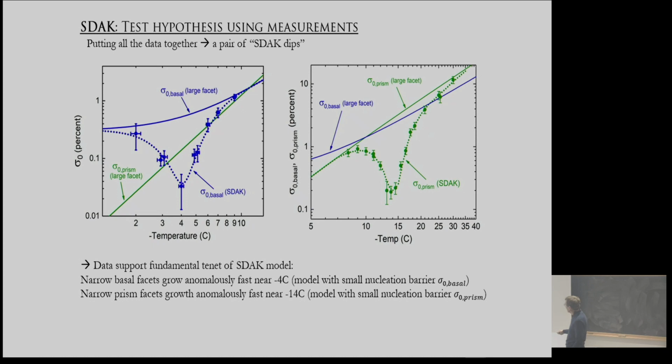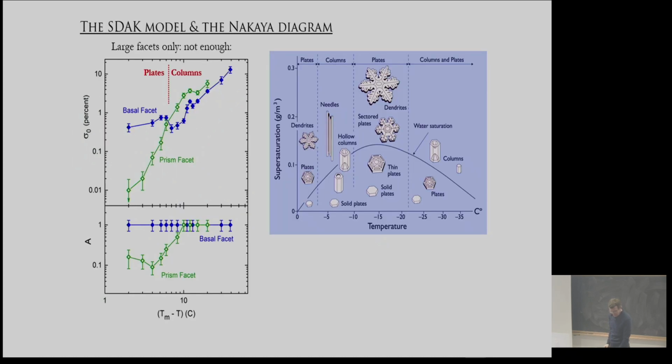Sigma 0 doesn't go to anything below 0 or anything. It goes to 1. It all kind of works. And we see that the basal facets grow anomalously fast near -4, and the prism facets are anomalously fast around -14. And so that's just the Nakaya diagram in a convoluted form is all that really is. But we will press on. I'm getting to a point here.